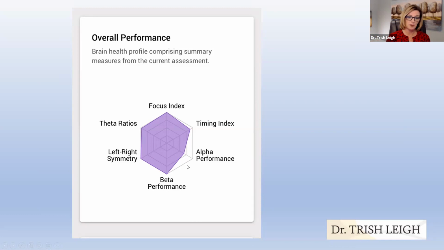The BBPP looks like a spider web, and what you want to see is the entire spider web filled in with purple. And you can see here, alpha performance is dragging. And this is just one example. I've changed a couple examples in here of the parameters that underlie it.